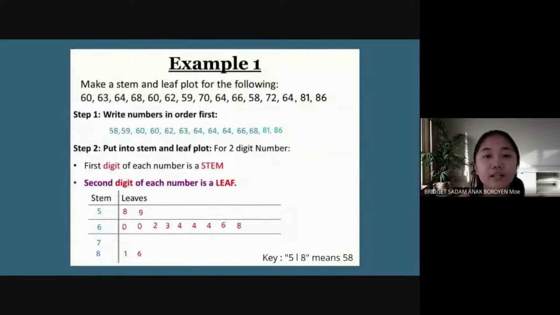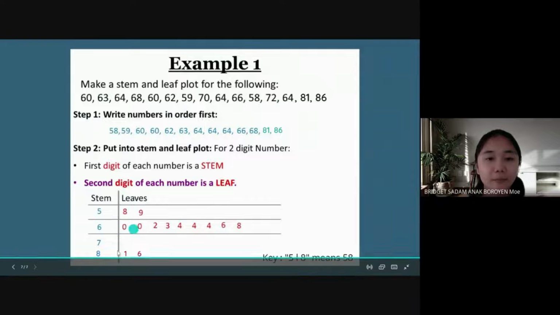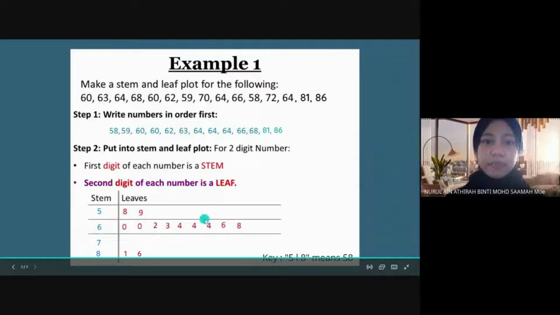Okay, example 1. Based on the data given here, we have to plot a stem and leaf diagram. The first step is to write the numbers in ascending order. Next, put the numbers in the stem and leaf diagram. Bridget, why doesn't the number 7 on the left part have a number?